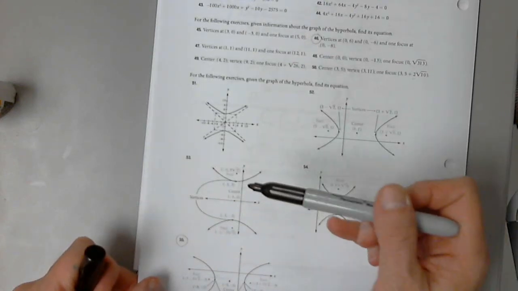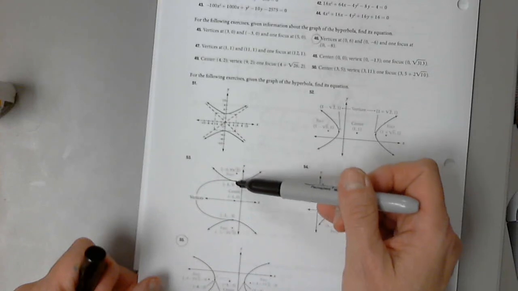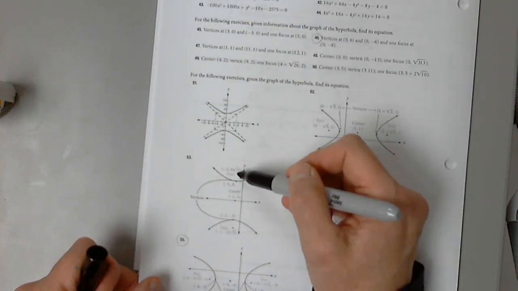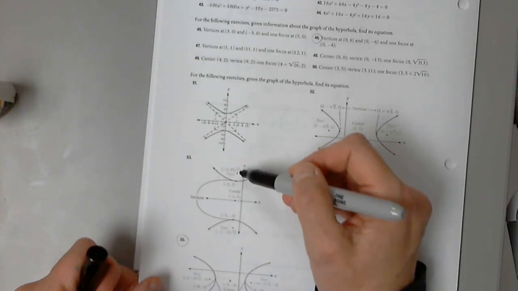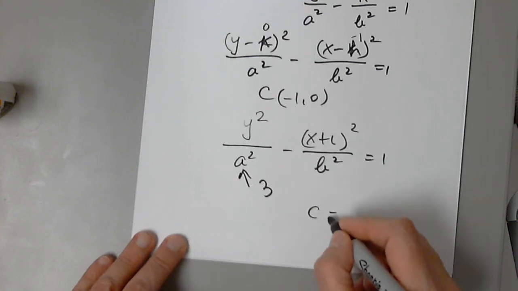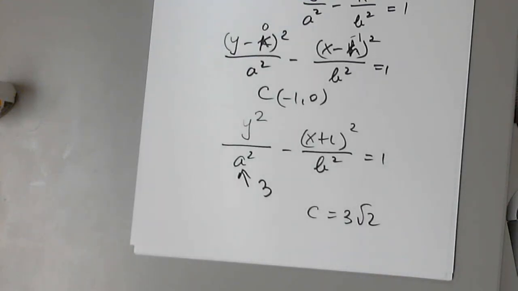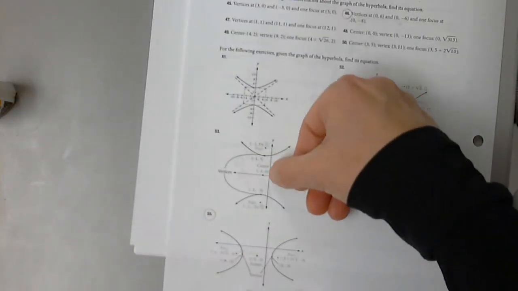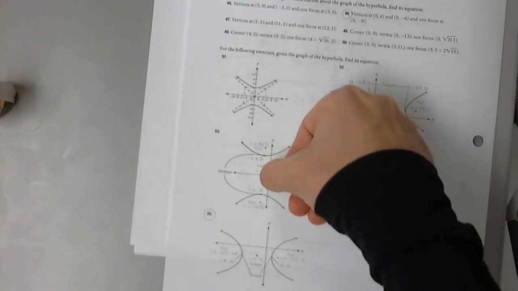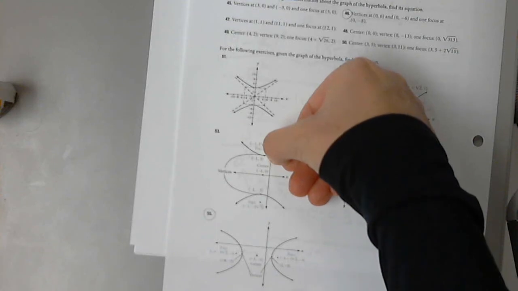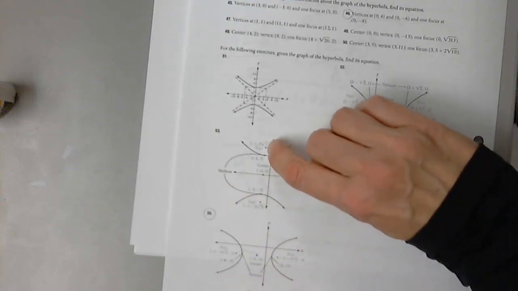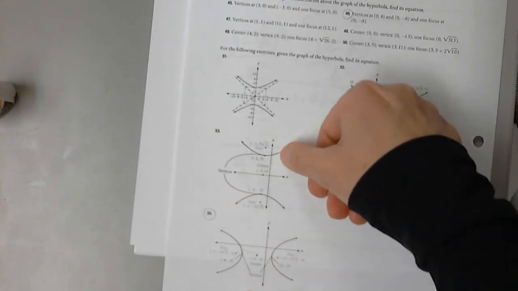But we know that the foci, one of them is up here. It has the same x value as the center, -1. But this distance between 0 and this point is 3 square root of 2. So c equals 3 square root of 2. C, not the center, C having the foci. C being the vertical distance between the center and the top focus. So this is C on the y-axis, which is 3 square root of 2.